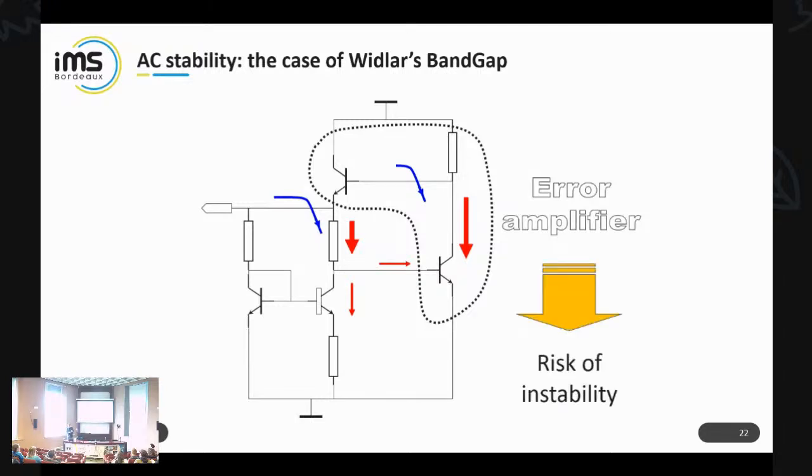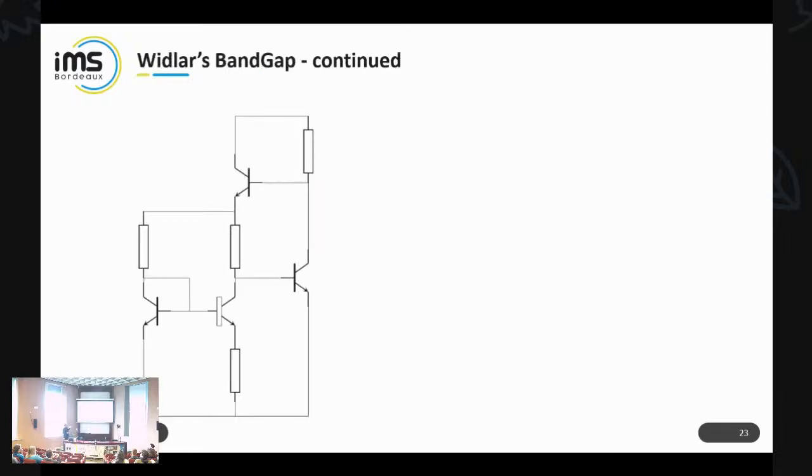So there is a risk of instability, and you have to take care of that when you're making the design. The problem here is that if you are not aware that there is a feedback somewhere, because you just use the circuits from a friend or coming from a publication somewhere, then you will be in deep trouble. So let's see how we can do that.